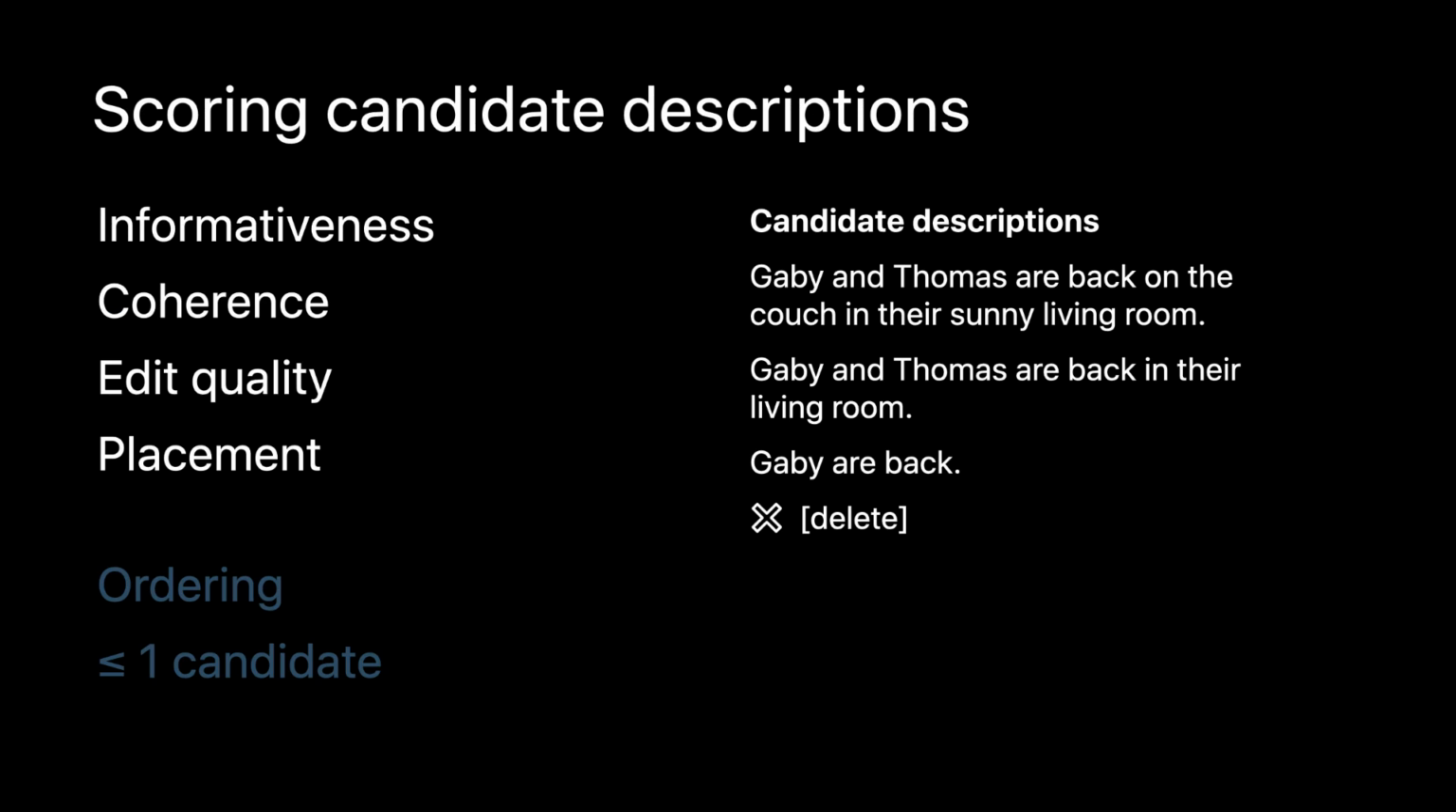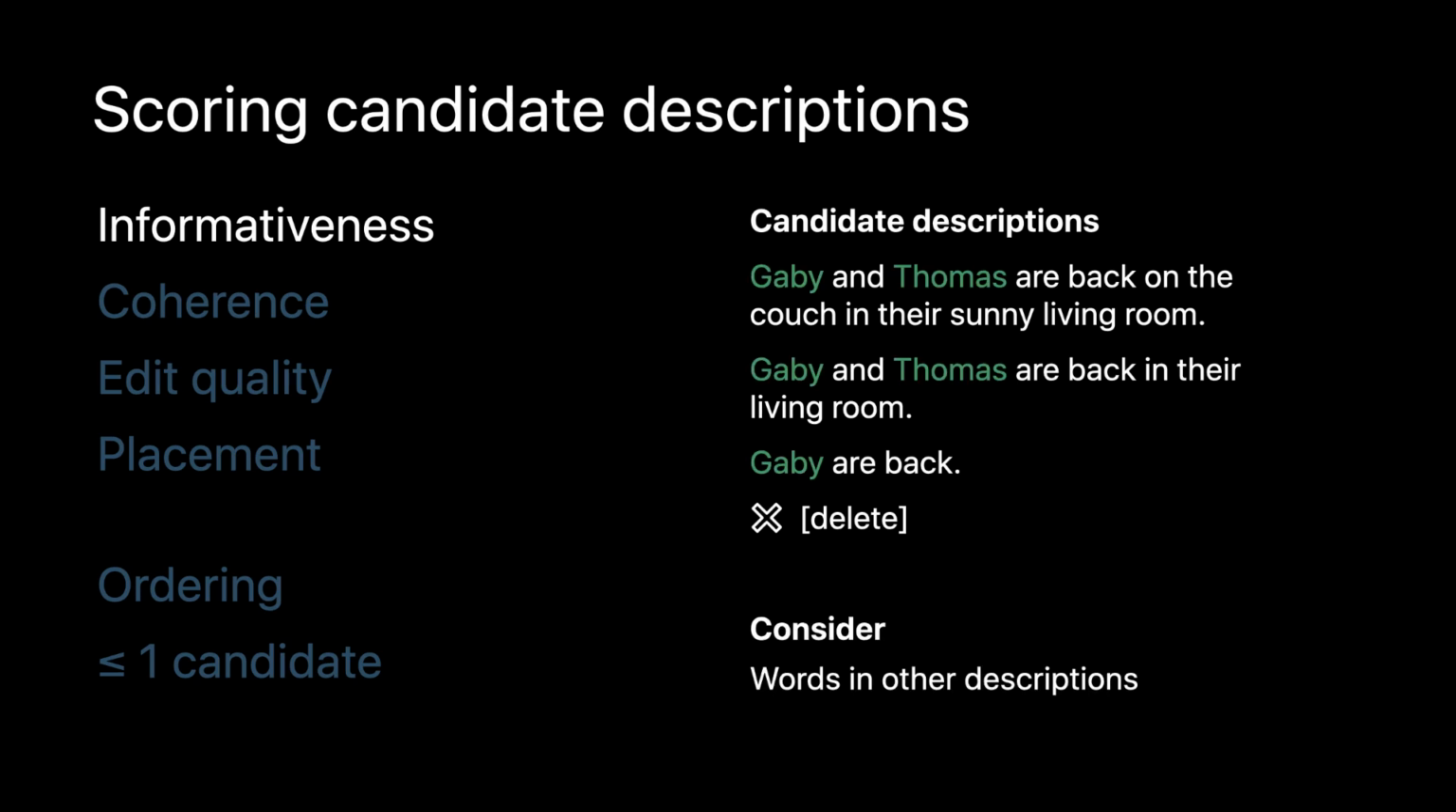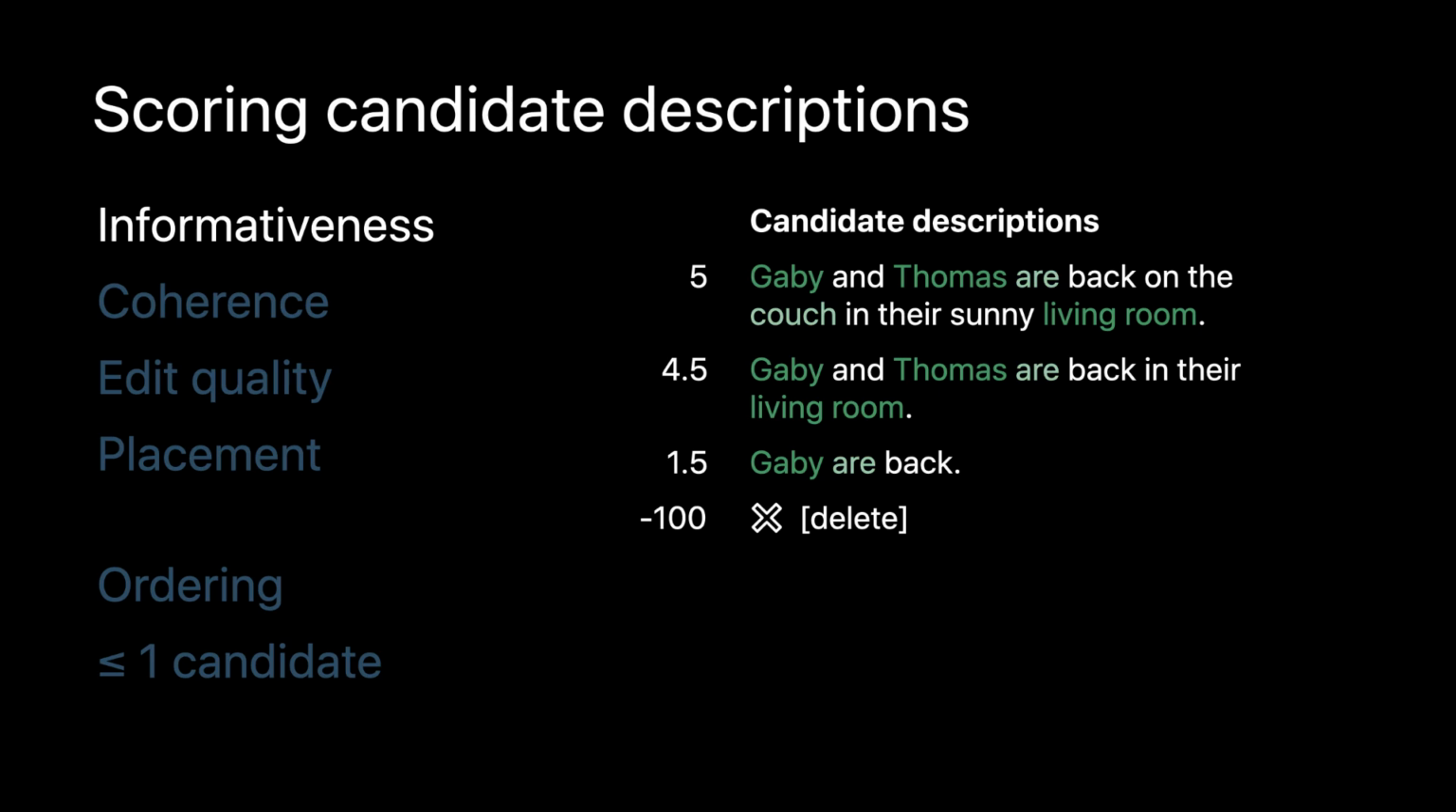To select which one of these candidates will be included in the final descriptions, we then need to score the candidates. In particular, we consider informativeness, coherence, edit quality, and placement of each candidate. Informativeness seeks to preserve phrases and words that will be important to the rest of the description and the video. Here, Gabby and Thomas get a point because they are used in other descriptions. Gabby later talks about the living room in her source video script, so the living room also gets points. We'll give half points for nouns and verbs, which are used more commonly in expert descriptions than adverbs and adjectives, which are used more commonly in novice descriptions. So the original script description here scores the highest, but the second description is pretty close, but it's a little bit shorter.